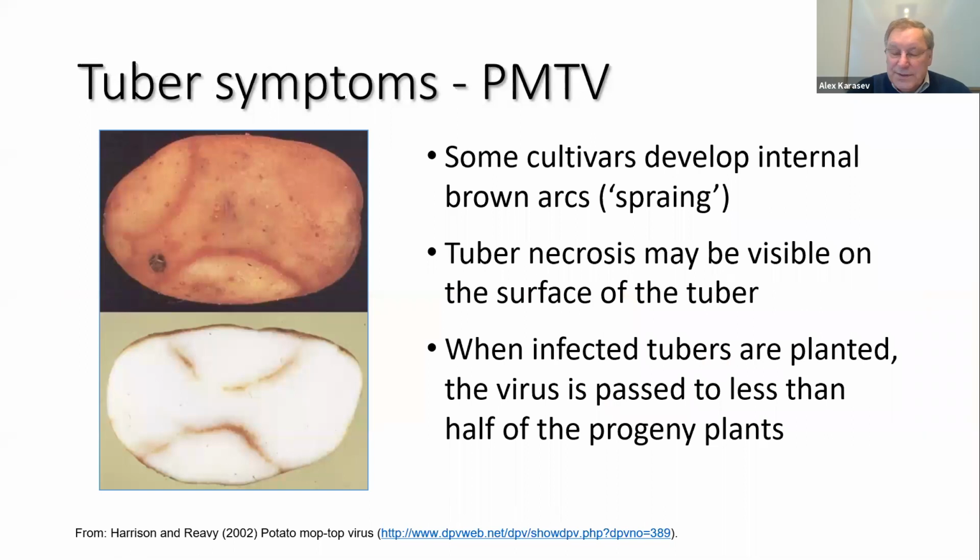So you can see again that the disease may be cultivar dependent, and some cultivars develop these brown arcs. That's why the British name, spraing. Tuber necrosis may be visible on the surface, but may not be visible. What is interesting is that when infected tubers are planted, the virus can be passed to less than half of the progeny plants. So in theory, if you don't have a vector in the soil, this disease would be self-eliminating.